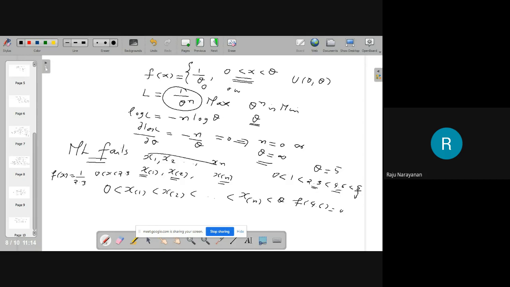Therefore, the minimum value that theta can assume is 4.6. If it takes a value less than that, there is no meaning for this likelihood function. Therefore, here the MLE of theta is the maximum of the observations. This is a case when the method of maximum likelihood fails.